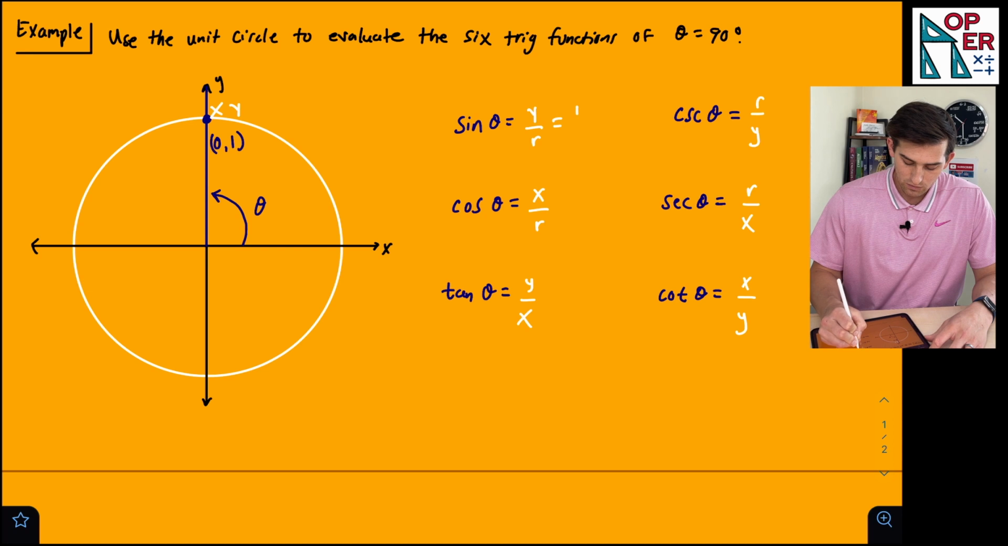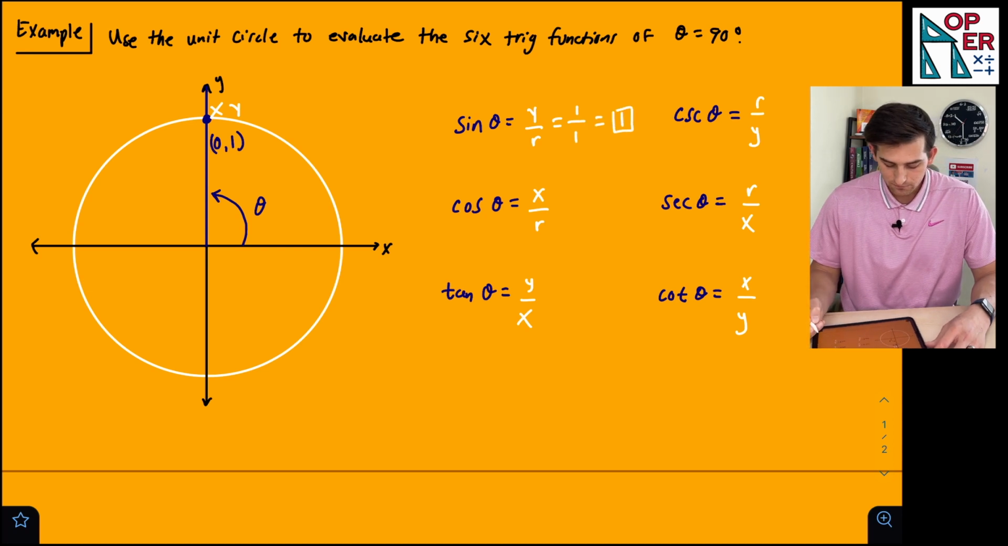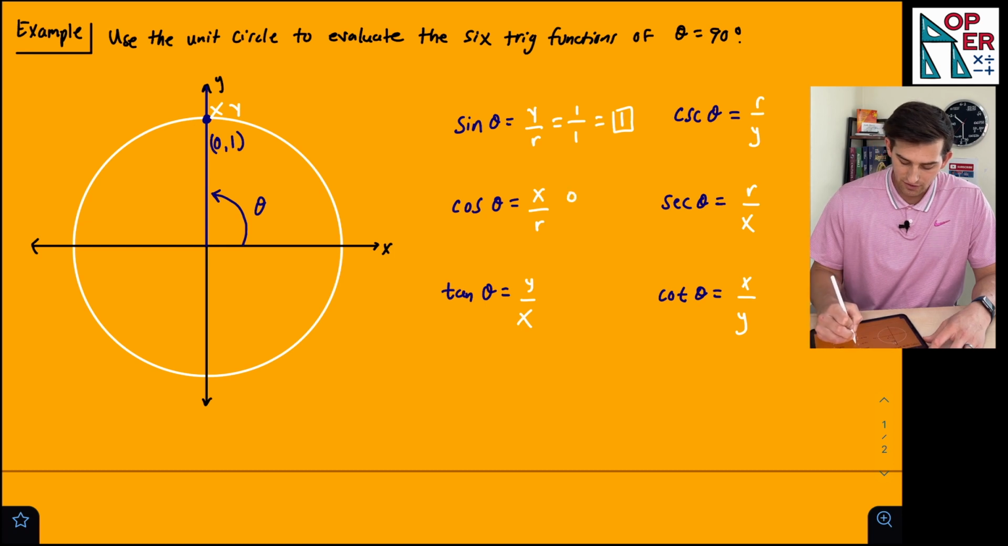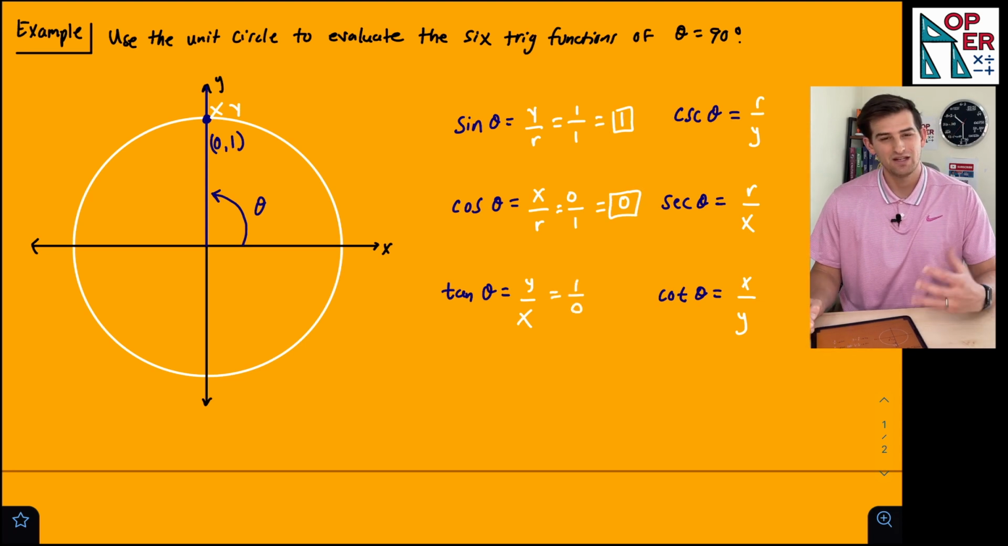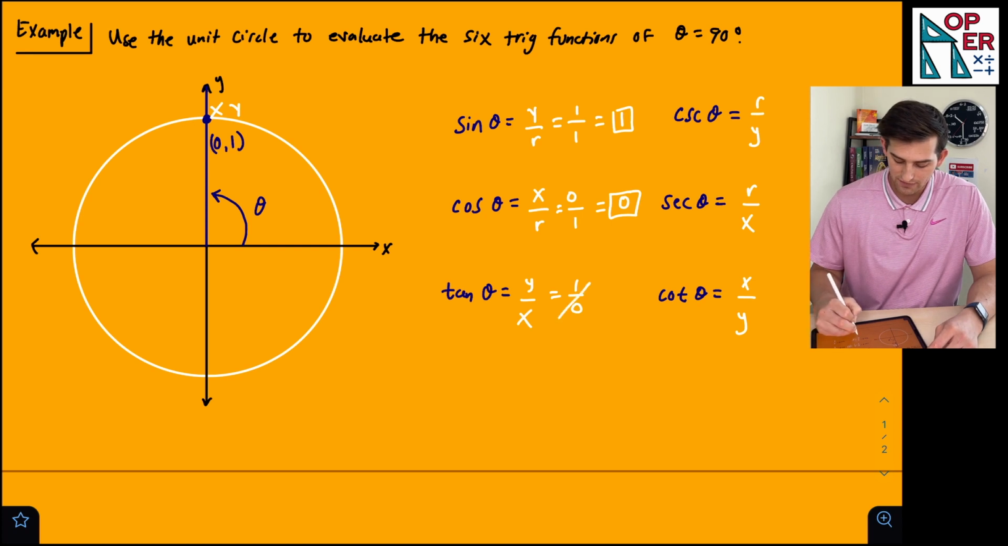If y is 1 and r is 1, then the sine of theta would just be 1. If x is 0 and the radius is 1, then the cosine of theta would be 0. Y is 1 and x is 0, so we can't divide by 0 here. We're going to have to cross that off and say that the tangent of theta in this case would be undefined.